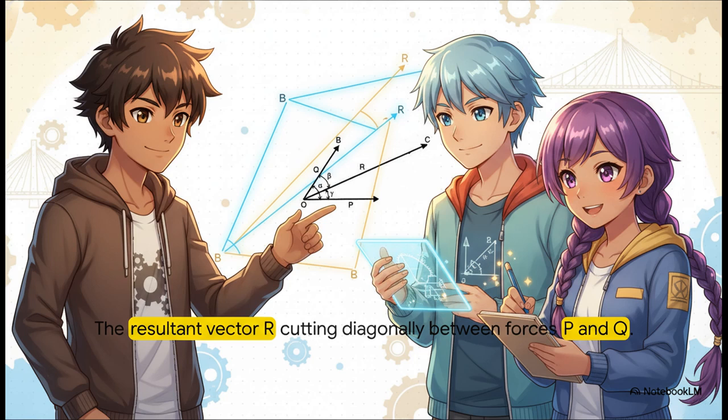Notice force vector P pulling horizontally from the origin point O, and force Q pulling upward at an angle. By just drawing parallel lines to form a parallelogram, that diagonal line cutting right through the middle, labeled R, is your resultant. Visually, it's just a great way to see how two totally distinct forces combine into one single, powerful directional force.